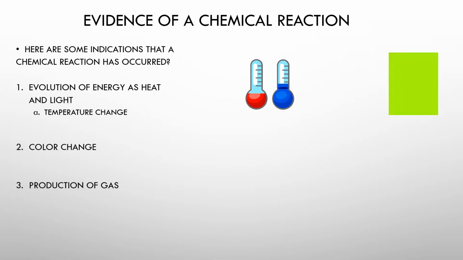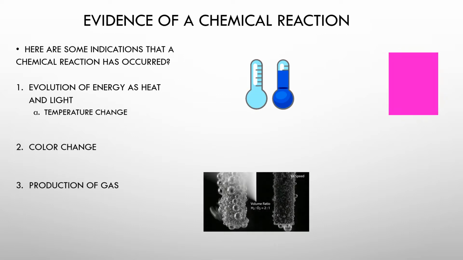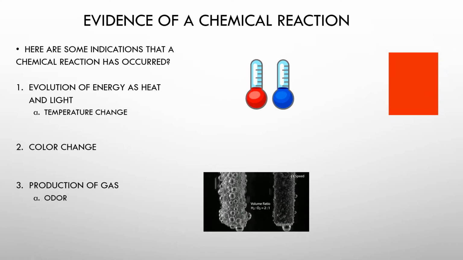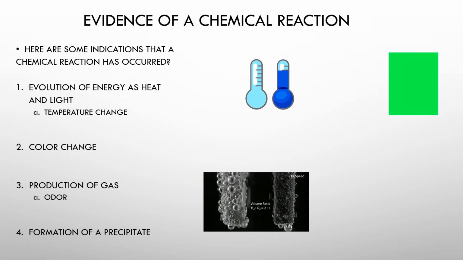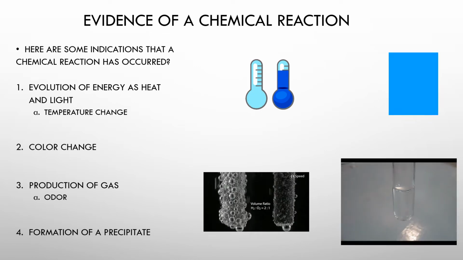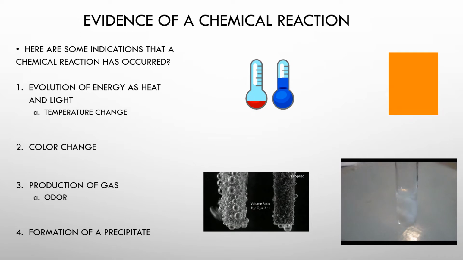A third thing would be production of gas. So in our GIF here, you can see how gas is being formed in this reaction. And usually you can see an odor, or if you don't specifically see a gas, you might also see an odor. And then the fourth thing is a formation of a precipitate. So you can see that example down here. Basically what we have is we have a solution, another solution gets mixed in, and then you can see a solid that's formed in the bottom, and that's what a precipitate is.